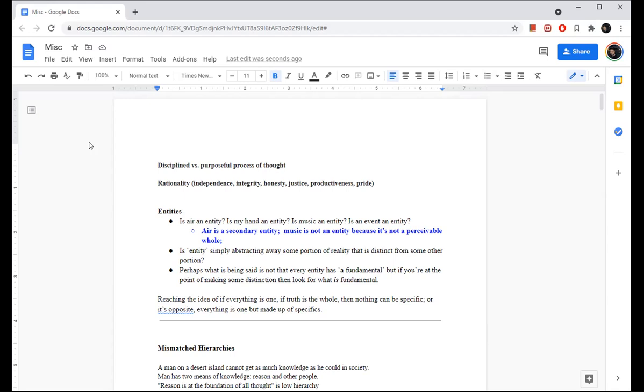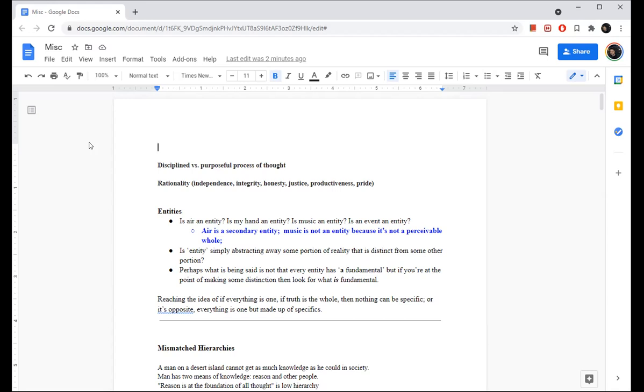Disciplined versus purposeful process of thought. My thoughts on that are that you can have a purposeful process of thought, which means all your sub-thoughts are related to the purpose. But disciplined would refer to something like, if you're thinking about some topic, every morning from 7 a.m. to 10 a.m. it's sustained over time, and you say, now is my time to think about it. I don't know how else to explain the difference. Disciplined has more to do with time, that's my understanding.